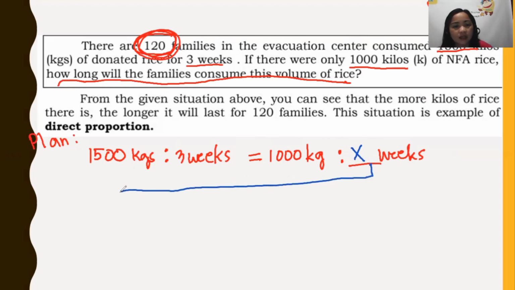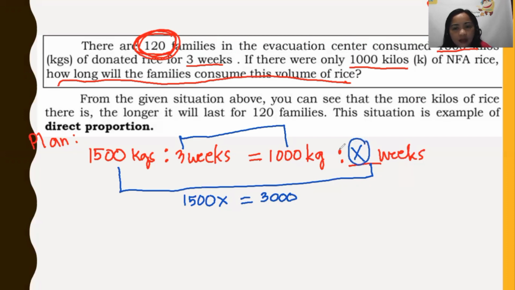Now, we have here x times 1,500. We have 1,500x equals 3 times 1,000 is 3,000. Now, solving for the value of x, we divide both sides by 1,500. Makakancel na ito. Ang matitira is x is equal to 3,000 divided by 1,500. That is equal to 2.